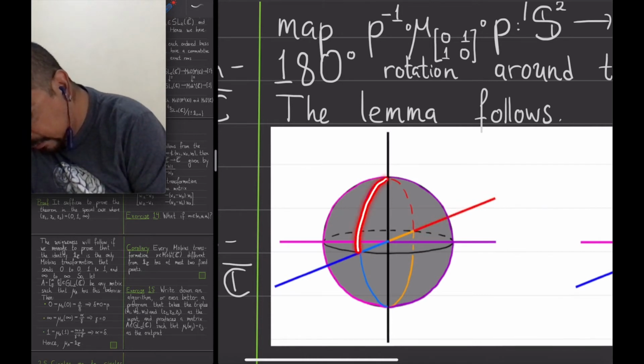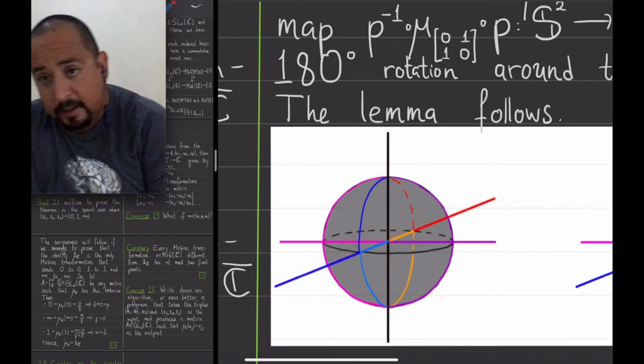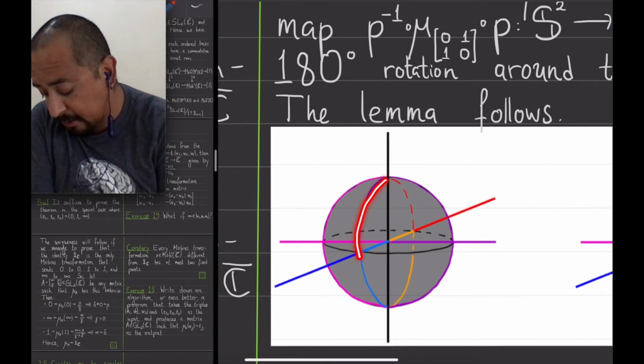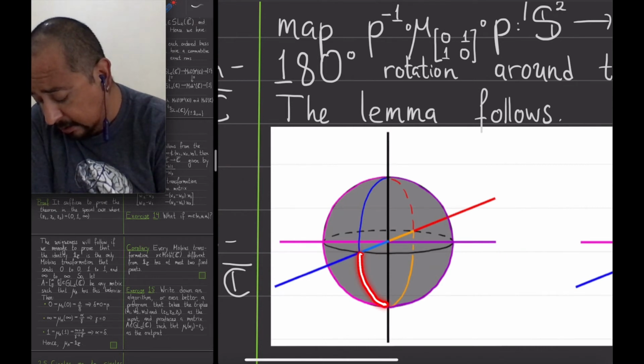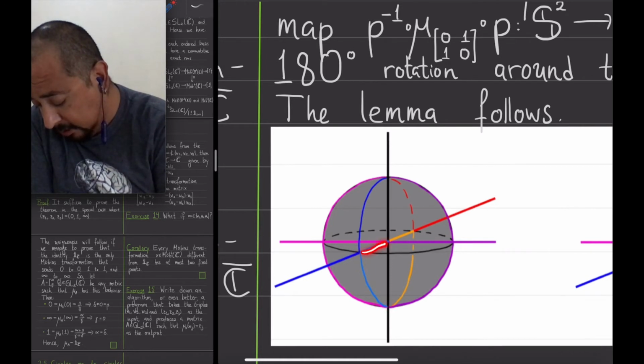Similarly here, this segment of circle in the xz axis corresponds to this one. This segment, this segment of circle again in the xz axis goes to this one, right? And similarly with these ones.